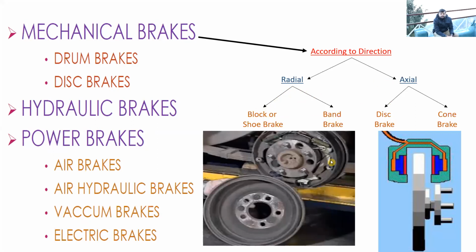Okay, and if the force is applied in axial direction, that is along the axis of the wheel, then that type of brake is again further classified into two types, that is disc brake and cone brake. Okay, so here in this picture, you can see a type of block brake. So this is one block over here, and this is another block over here.